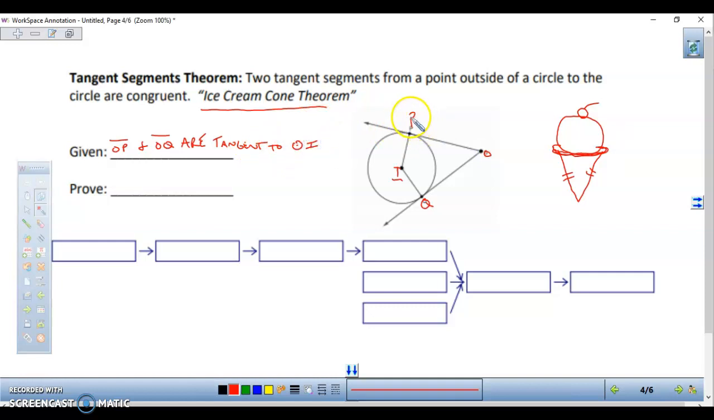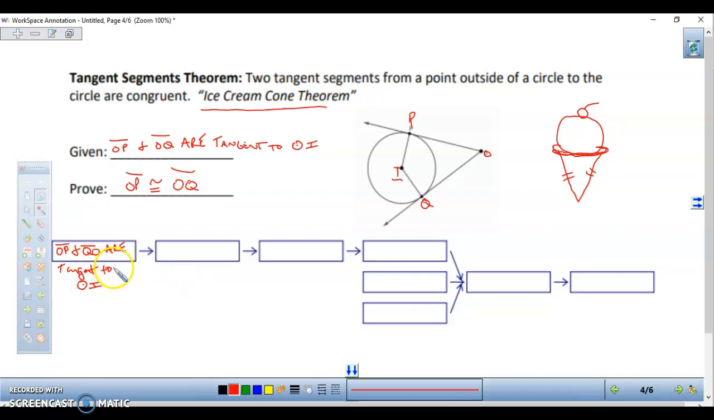I want to prove that segment OP has to be congruent to segment OQ. And just as I have stressed to you a ton, you guys, this is all based on triangle congruency, so check it out. Now, this little flow plan looks a little weird, and here's why. The very first thing that I know are the tangent segments, okay? So OP and OQ are tangent segments, or tangent to circle I.